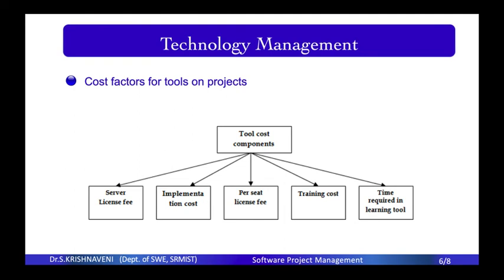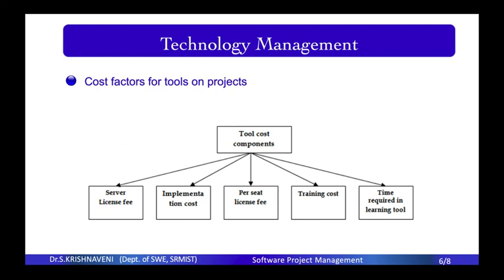The tool cost components include, first, the server license fees. It's not only the cost of the tools, it's also the license. So more cost is involved in the license fees. How many people will be using it? If there are many people, you need to buy more licenses. For example, if 25 people are using the tool, you need to buy 25 licenses.